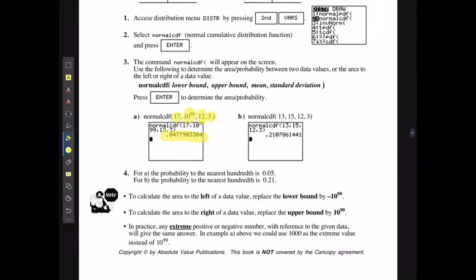Once again, if you're just doing the area to the left, just like with z-scores, use negative 10 to the power of 99. If you're just doing to the right, use 10 to the power of 99.